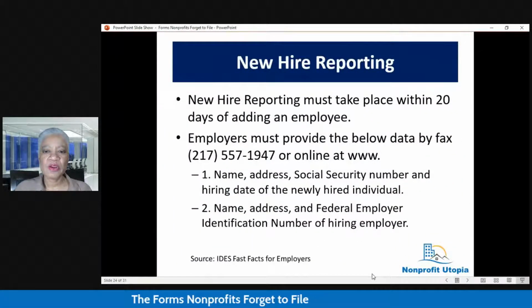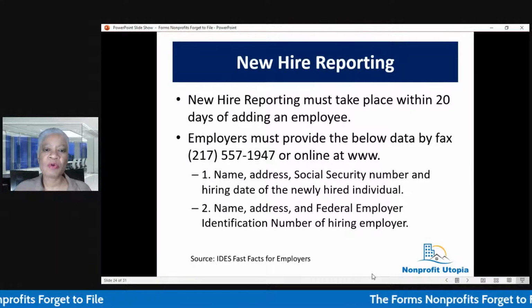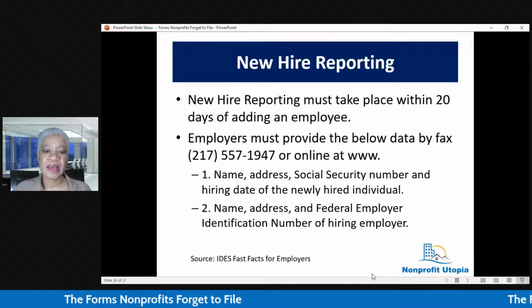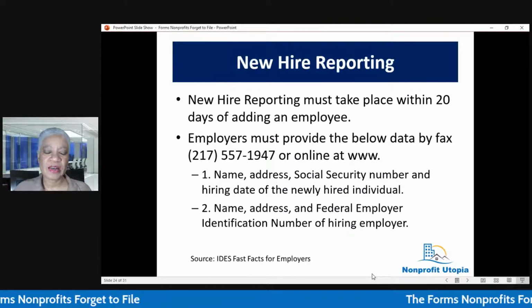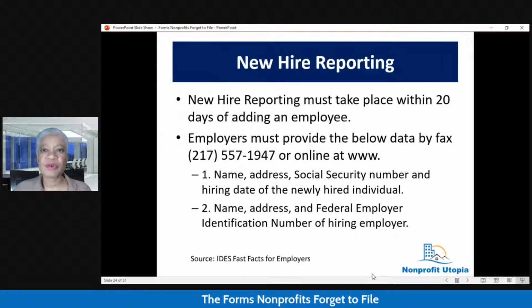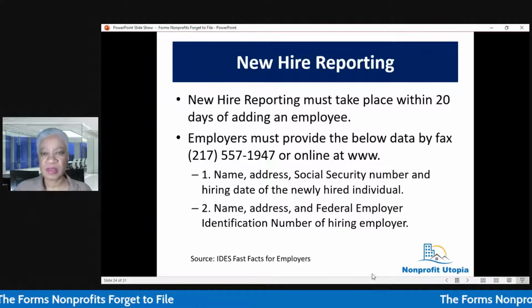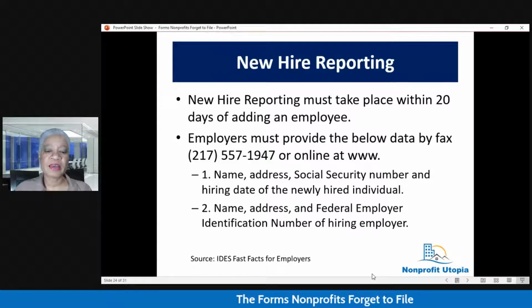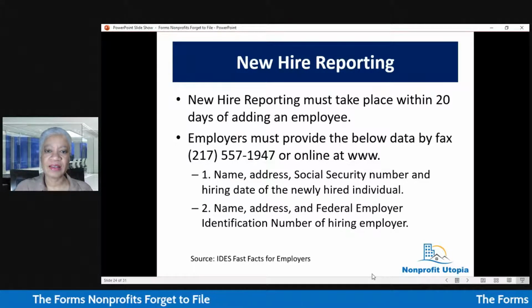All right, so when you hire new people, you've got to make sure that you report that to the state, and that needs to happen within 20 days of adding the employee. And you can fax that information in. What the state is looking for is the name, address, social security number, and hiring date. That's for the individual. And then for you as the employer, they're looking for the name, address, and your federal tax ID number.